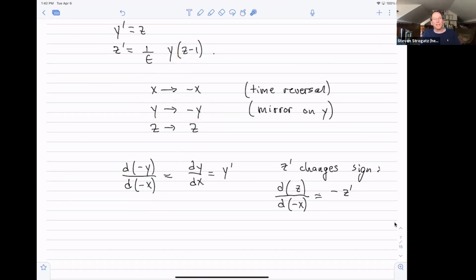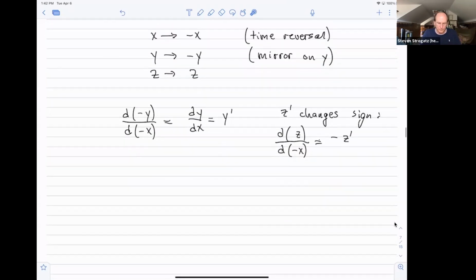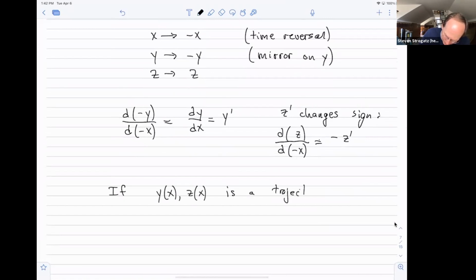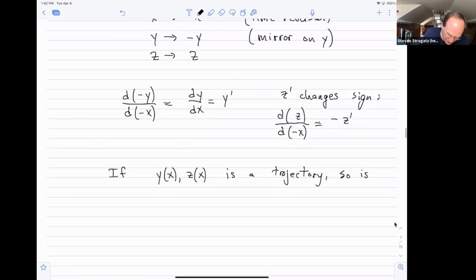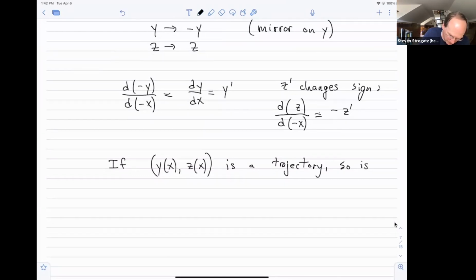So what I'm claiming is, let's put it this way. If y of x, z of x is a trajectory for the system, then so is negative y of negative x, comma, z of negative x, because they satisfy the same ODE.